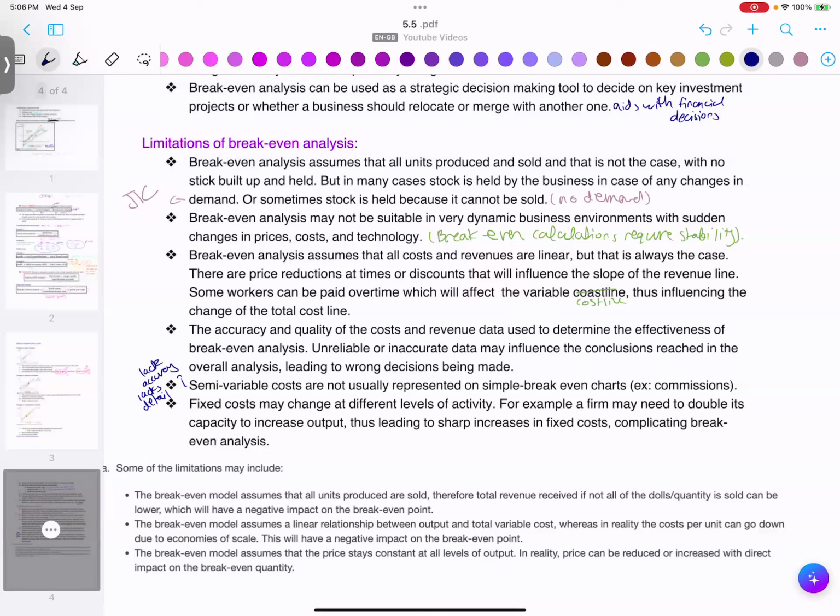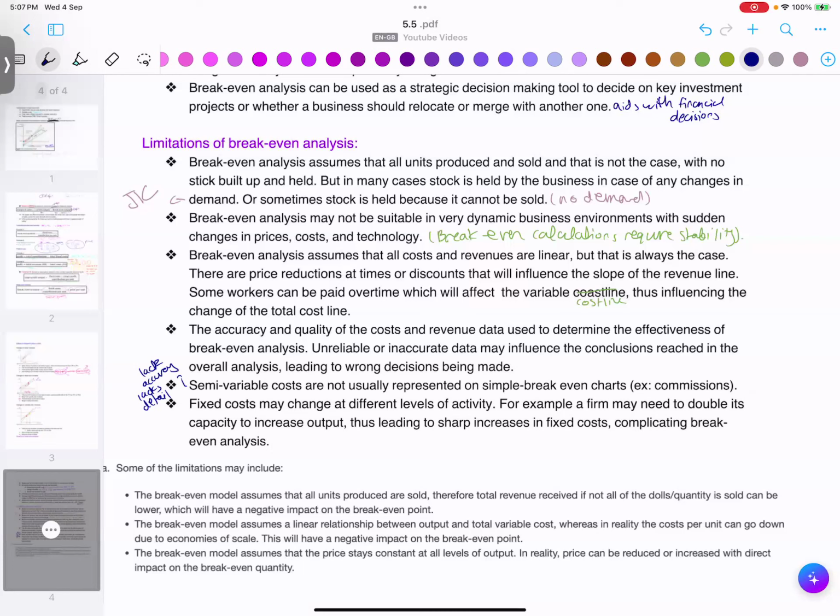So I added just this one from the IB Business Management, like an old mark scheme. That's the benefit you get of being my students, you guys. So basically the break-even model assumes that all units produced are sold, therefore the total revenue received, if not all the dolls are sold. Okay, so basically this is about a certain case, but it says the same thing. So this company sells dolls. So here, as you can see, it's also content and context, like I previously mentioned. So this will have a negative impact on the break-even point.